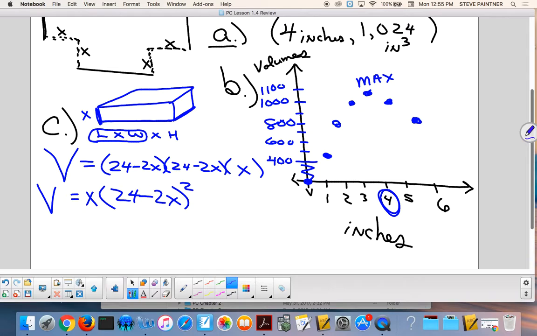Okay, so she says 24. If I move in 10, I still have a little left. 11, I still have a little left. And then you hit 12, what happens? You have 4 squares. Well, you just cut out 4 equal squares. There's nothing left. There's no box.